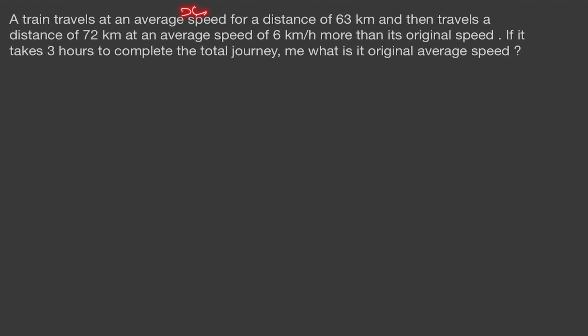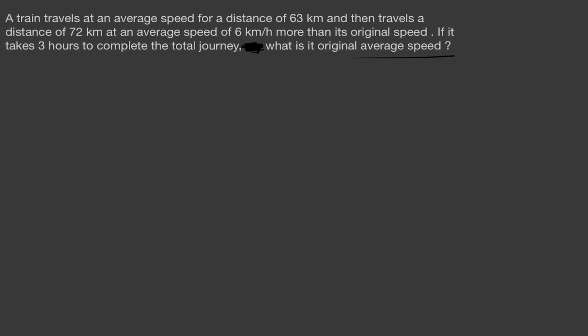If we take the average speed as x, this was the speed with which the train travels 63 kilometers. For the 72 kilometers, it is 6 kilometer per hour more, x plus 6. So it is 6 kilometer per hour more than its original speed. What was the original speed? It is x. If it takes 3 hours to complete the total journey, then what is its original average speed?